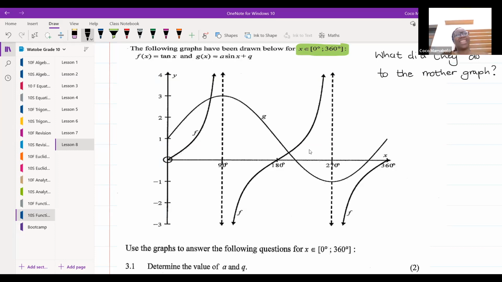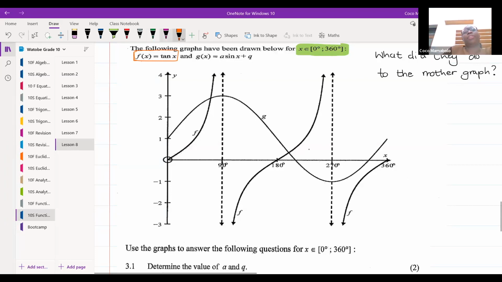Okay, we need to ask, what did they do to the mother graph? Excellent. All right, we know that our tan graph, guys, have they done anything to the tan mother graph? Yes or no? They told us that the tan graph is f of x is equal to tan of x. Okay, no, they haven't done anything to our tan graph. It looks exactly the way that it did before. So our tan graph, 100% no issues.